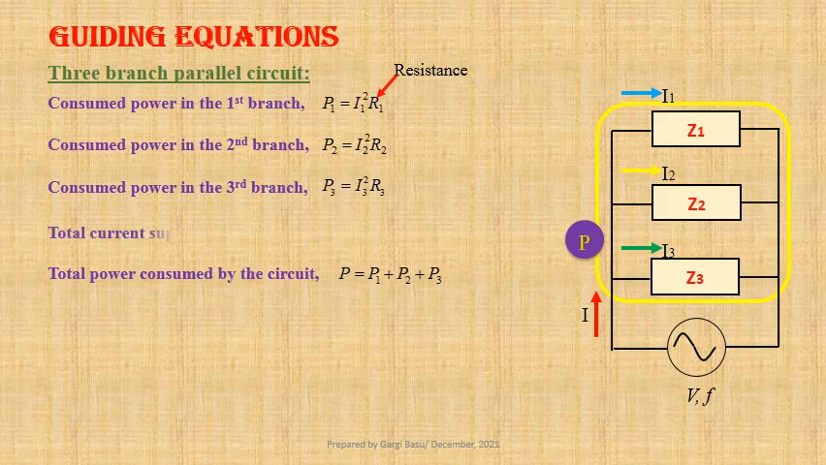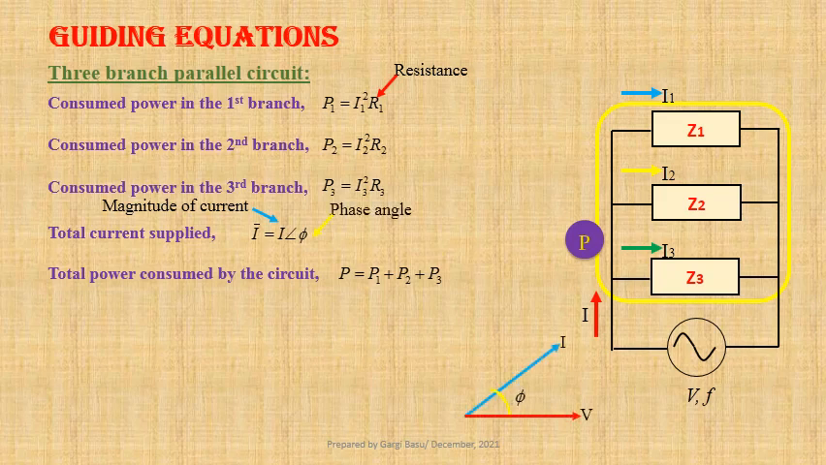Total current supplied by the source may be expressed in polar form as I equals I at an angle phi, where I is the magnitude of current and phi is the phase angle between supply voltage and total current. Now P may be expressed as VI cos phi, where cos phi is the circuit power factor. And total reactive power, Q equals VI sin phi.